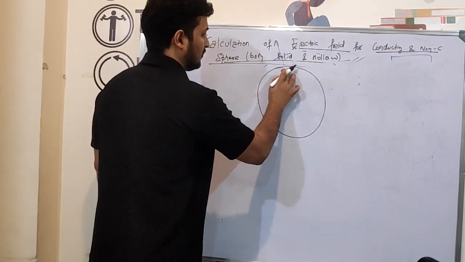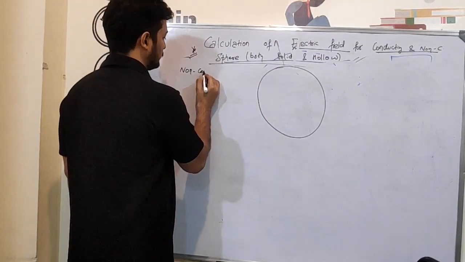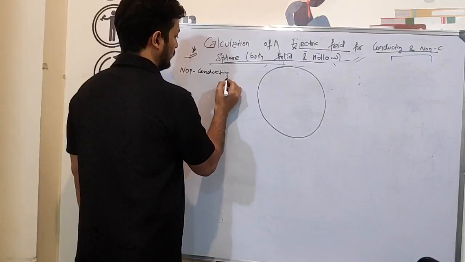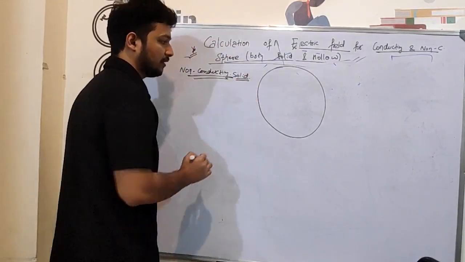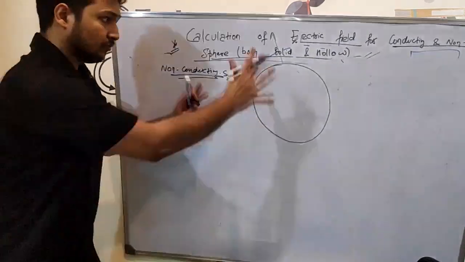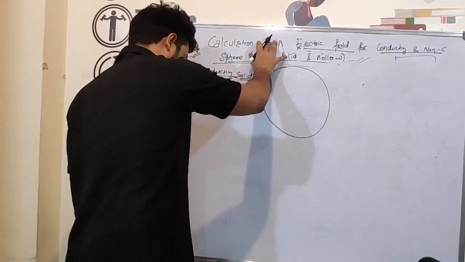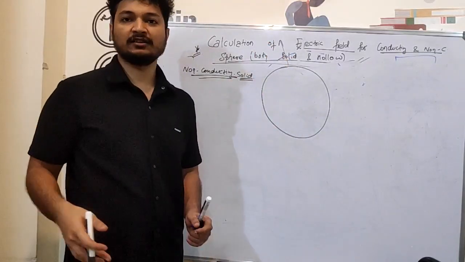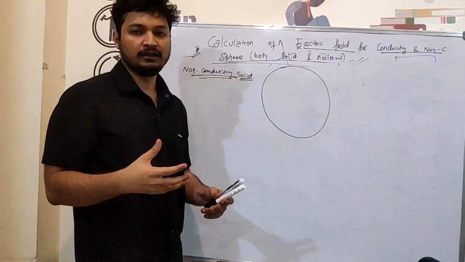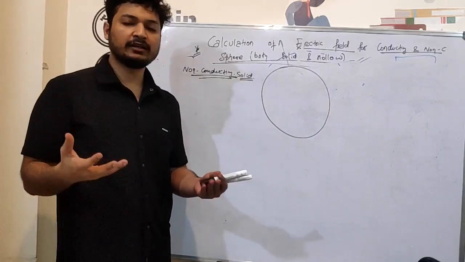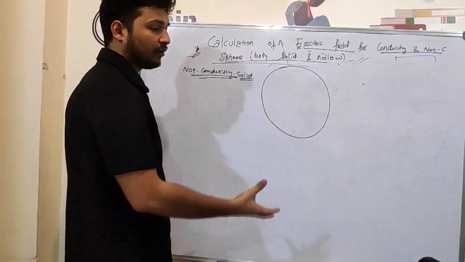Okay, so it's the case of a non-conducting solid sphere. Solid means what? Sorry. Solid means what? Solid means the material will be situated in the volume, not only on the surface, but the volume will carry some material.